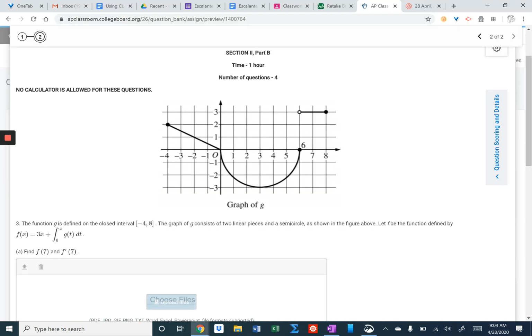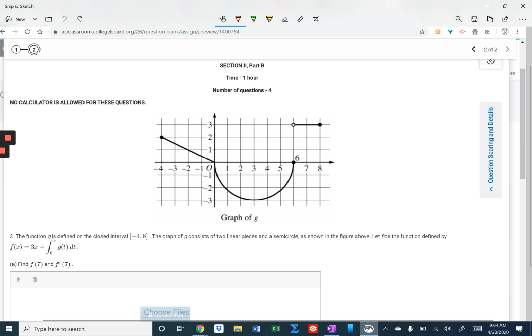Okay, for the second question, we had this graph, and then we have this function f, which is 3x plus the integral from 0 to x of g of t dt. For part A, we want to find f of 7 and f prime of 7. Let me switch screens slightly here. So for f of 7, we're going to, of course, plug in 7 for x. So we're going to get 3 times 7, which is 21, plus the integral from 0 to 7 of g of t dt. So let's go to the graph and see what we have to do for that.